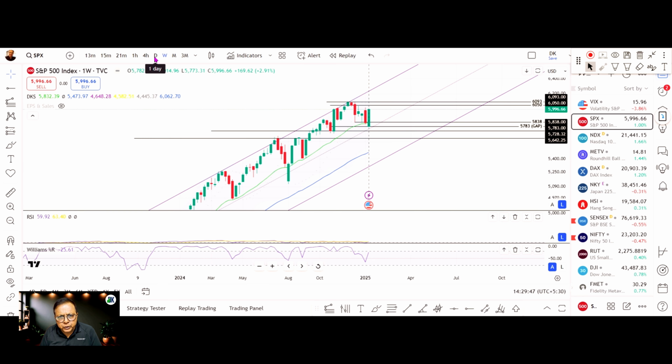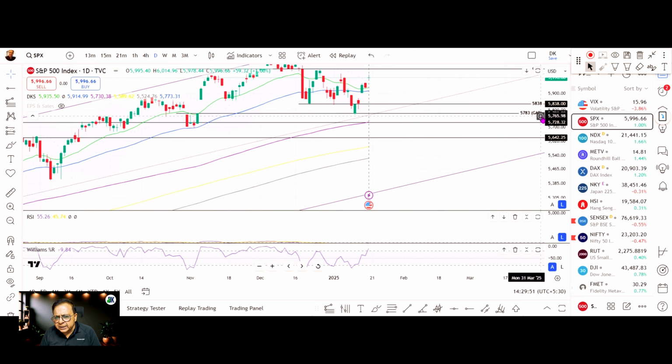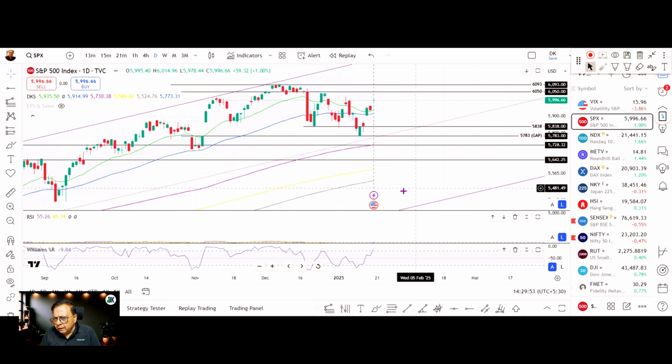Now let us move to the daily price chart. This is the daily price structure. Earlier we discussed this important gap. The price gapped down over here on, to be very precise, 13th of January, and this gap is now filled, which is very significant. So this is a very important demand area.